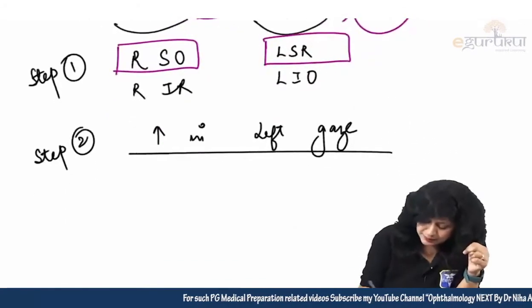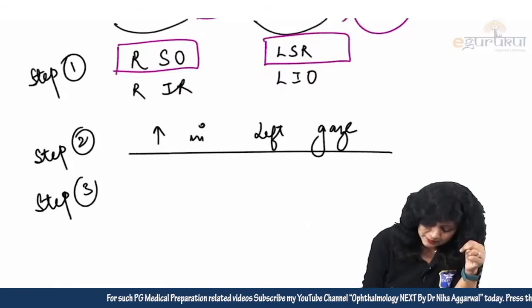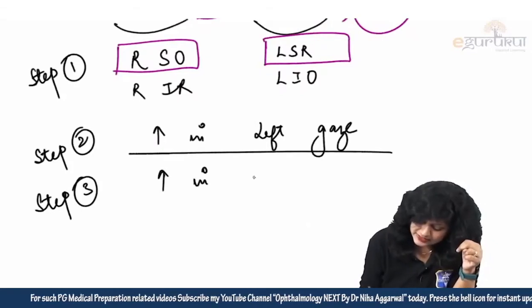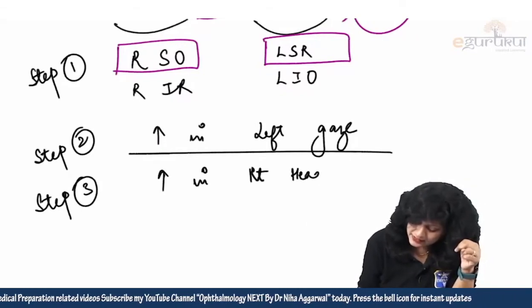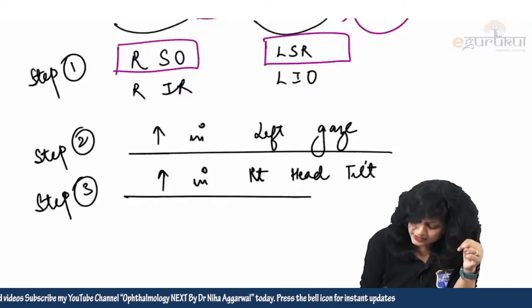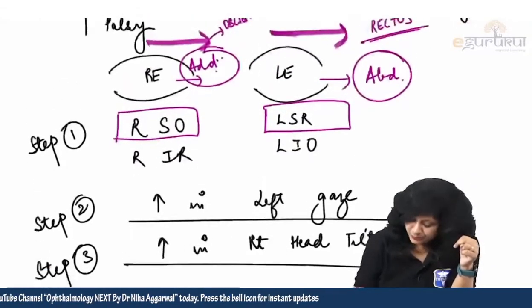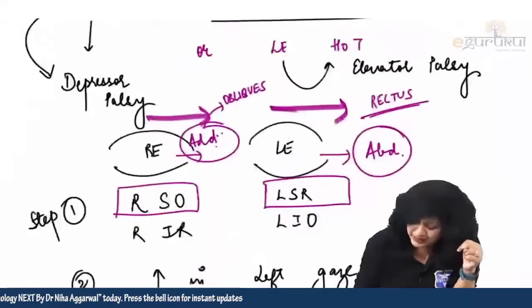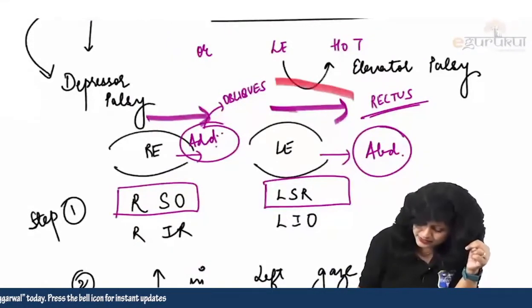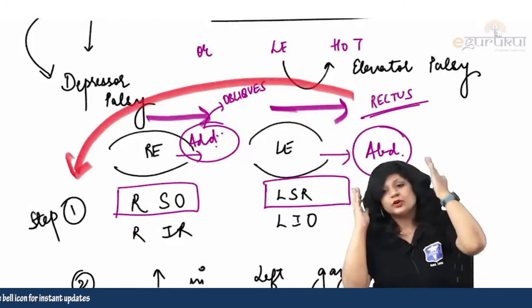Now you go with step number 3. When you go to step number 3, you will see that it is increasing in the right head tilt. So look at the head tilt. Now it is increasing in the right head tilt. So if you look here, this person has tilted the head like this. So it is something like this.